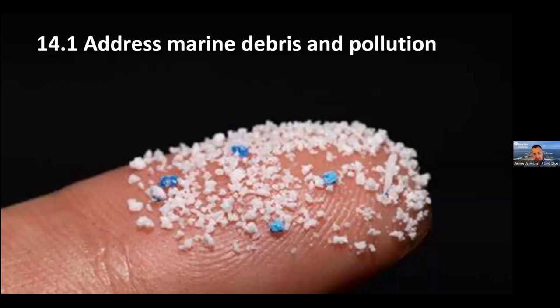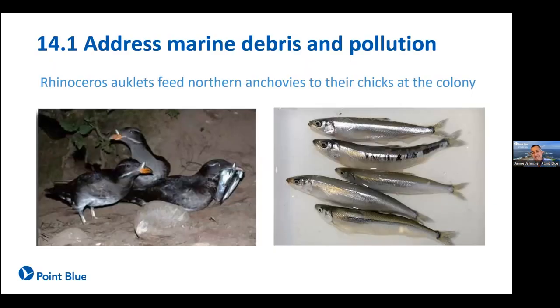What you see here is a finger with pieces of plastic, not my photo. What we have been doing is trying to understand if there is incidence of plastic in the fish that are being consumed by birds on the Farallon Islands. In this case, you can see in the photo, those are rhinoceros auklets. Those are birds that nest on the Farallon Islands, and they consume northern anchovies, which are brought to the colony to feed the chicks every day.